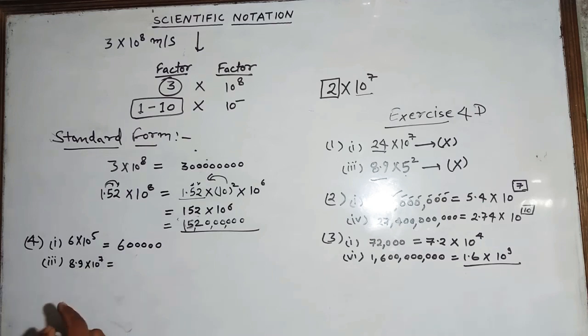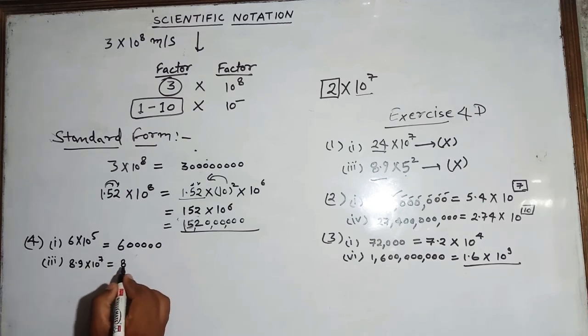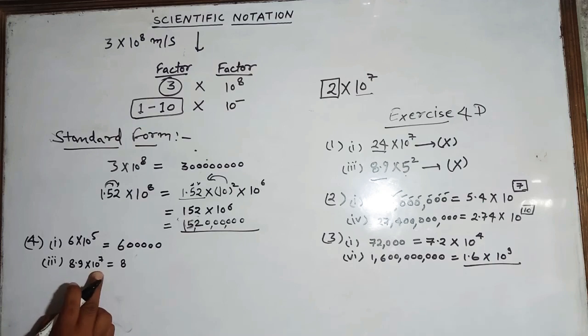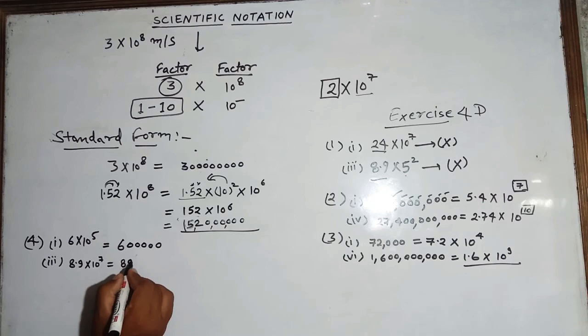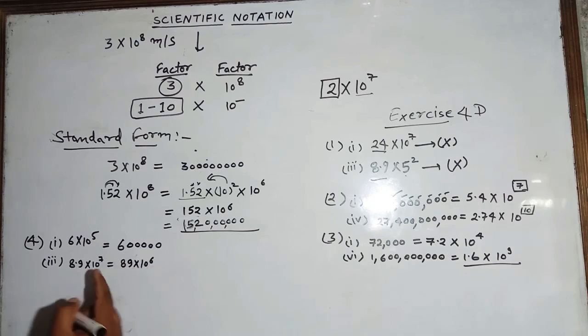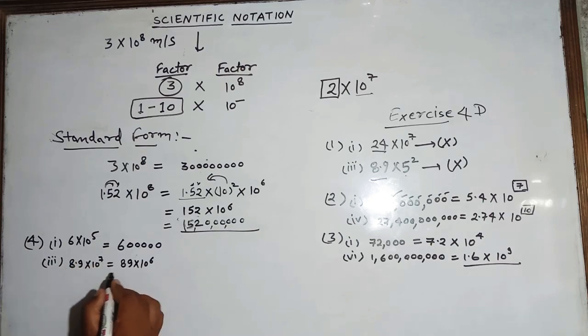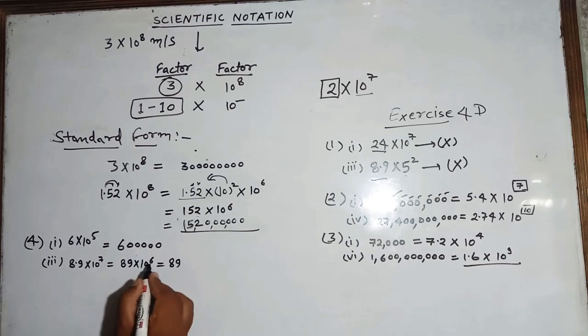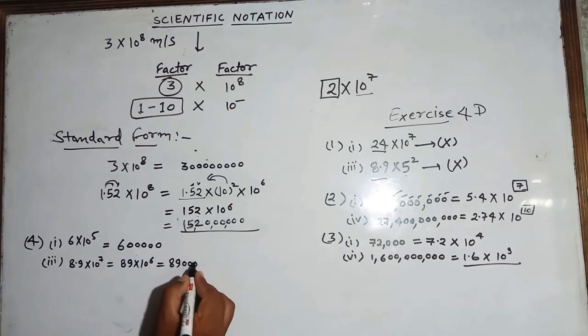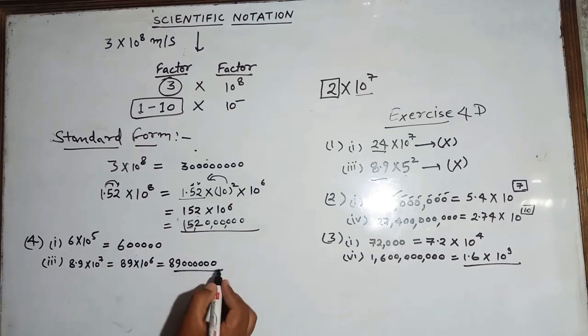Next is the third part, 8.9 into 10 to the power 7. So in standard form what will it be? It will be 8 point, and the power is 7. So what will you write? You can write 89 into 10 to the power 6, because for moving this decimal one place, the power reduces by one, right? So it will be equal to 8, 9 and 6 zeros: 1, 2, 3, 4, 5, 6. This will be your answer.